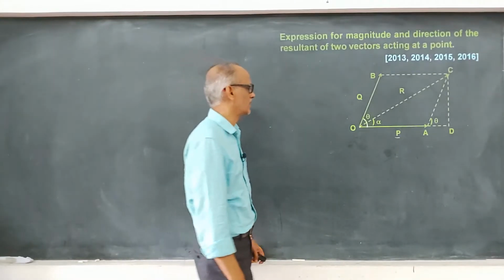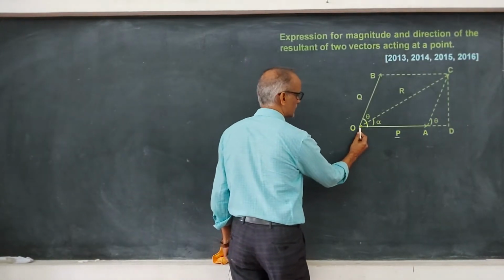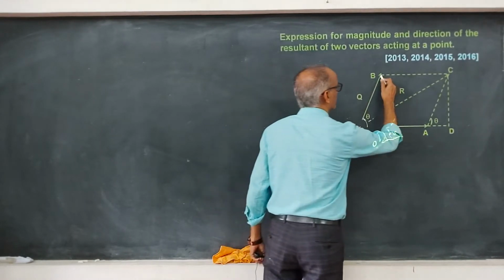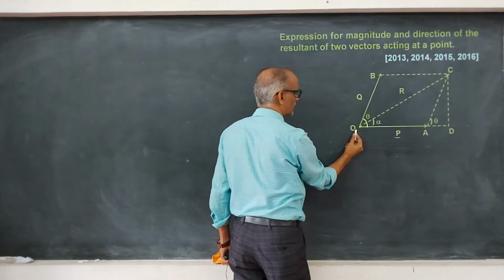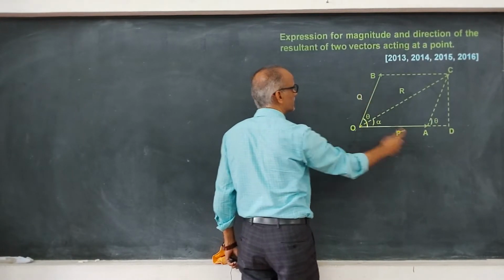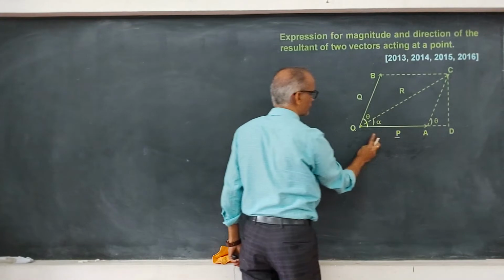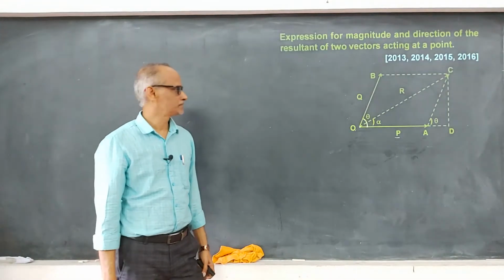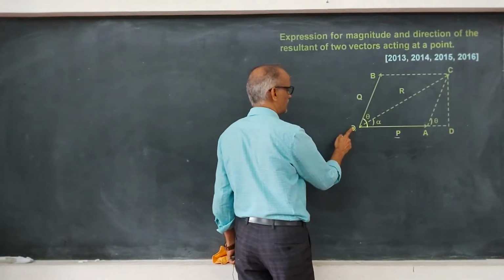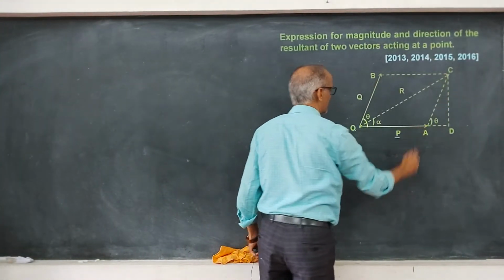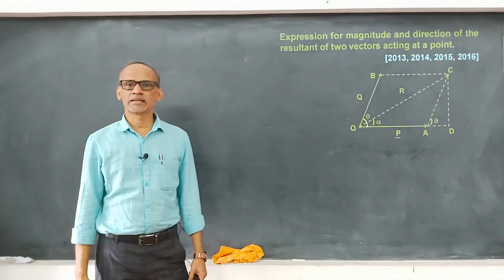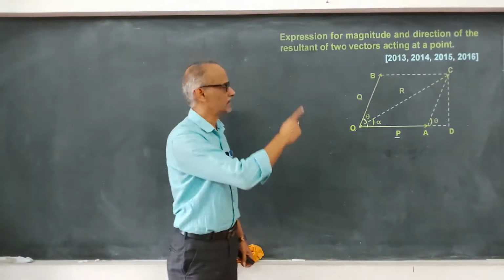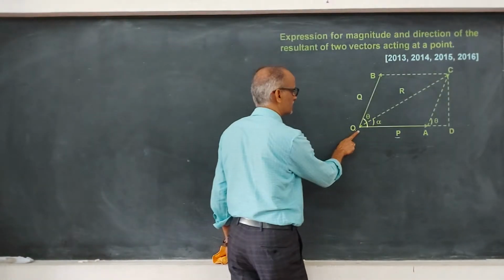That is why I am going to construct a parallelogram with the help of these two vectors. This represents one side, this represents the other side, and now construct a parallelogram. So the parallelogram is OBCA, because in a parallelogram the sides are parallel to each other. And where do we get the resultant? The resultant is always given by the diagonal of the parallelogram. See, the diagonal is here. So this is the resultant.